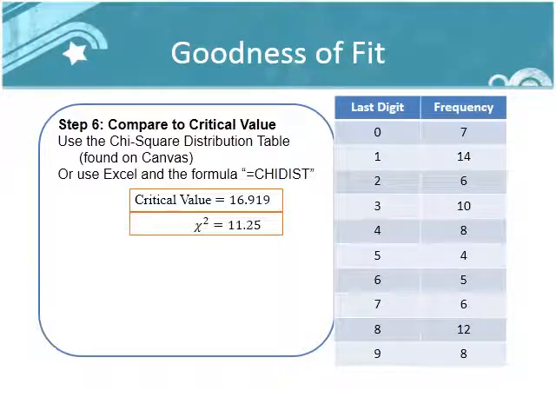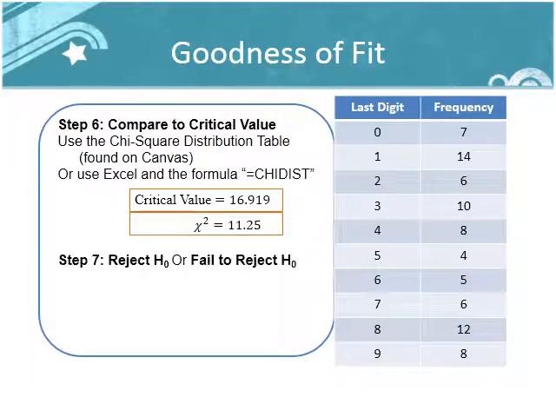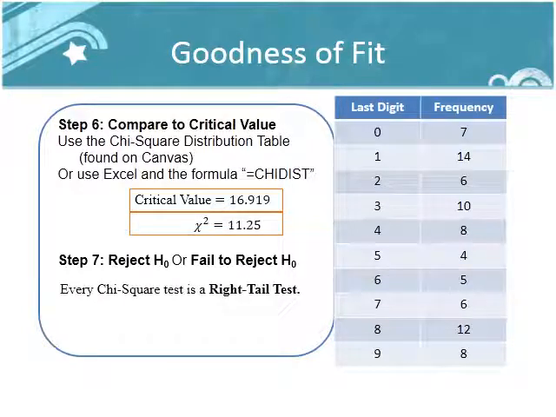So we found our critical value to be 16.919 and our test statistic to be 11.25. The question is, do we reject or fail to reject the null hypothesis? One thing you must know is that with a chi-square distribution test, it's always a right tail test. The nice thing is we don't have to worry about left tail, right tail, or two tail tests. These are all going to be right tail tests.